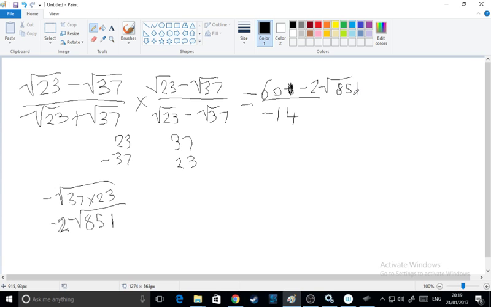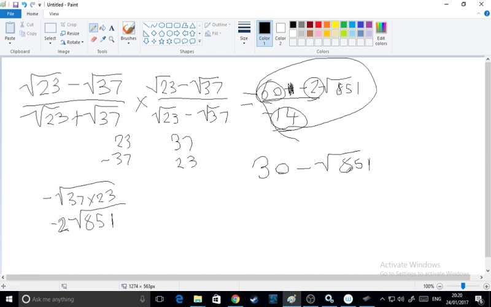I was close, but somehow, huh? Oh, okay, they're clever. Basically, this is correct. However, it can be simplified down more, and that is because this and this can all be divided by 2. So our final most simplified answer should be 30 minus root 851 over 7, and the minus would go out here because we only have one minus on the outside.